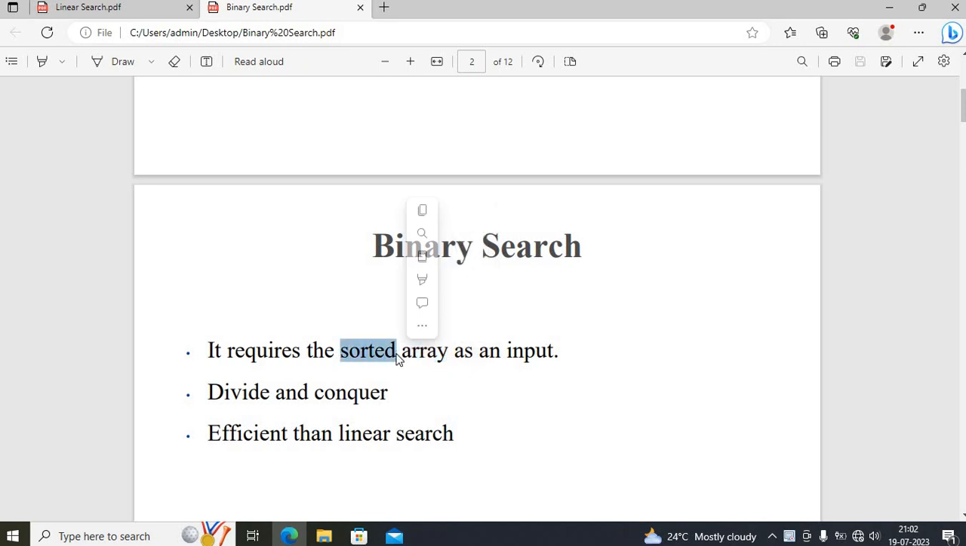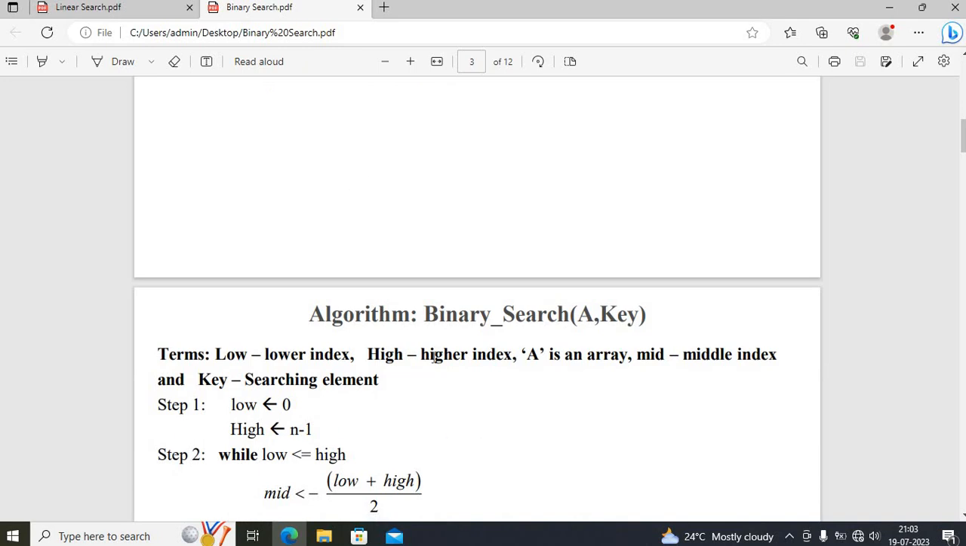What is a sorted list? The elements are arranged in either ascending order or descending order. That we call sorting. So the binary search algorithm, or binary search technique, requires the sorted list. It means the elements should be in either ascending order or descending order. So that is the important feature of the binary search technique. It expects the sorted list as an input.